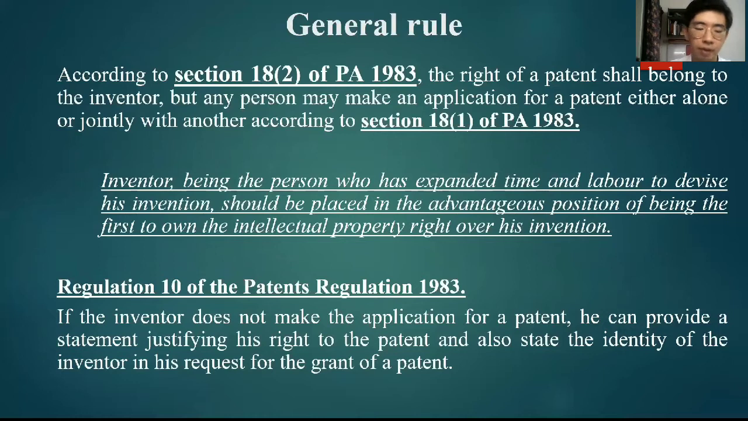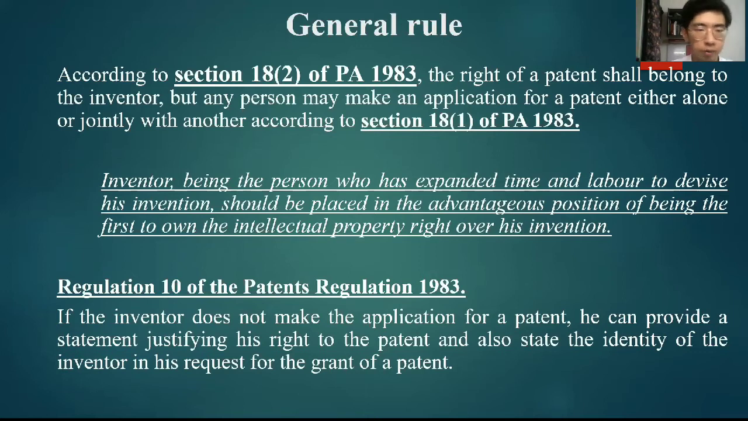So generally, the inventor would become the patentee if the inventor made an application according to the law provided. So this is the common understanding. The inventor is the person who put in so much effort to make his invention, so he should be the first person to own an intellectual property right over his invention. So the general rule is clear. The inventor shall have the patent and shall be the patentee, in other words.